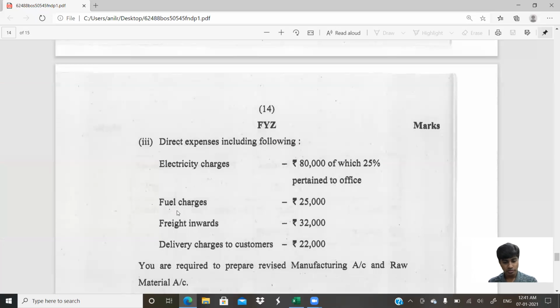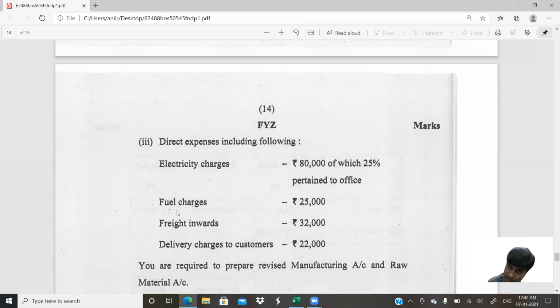Let us go to next one. Fuel charges 25,000. Fuel can be incurred at factory, can be incurred at warehouse, can be incurred at office. So they have not told anything. I'll assume this fuel to be incurred in the manufacturing process. Freight inwards is the expenditure incurred to bring the goods into the factory. Freight outwards is the expenditure incurred to take the goods out of the factory. Freight outwards is not manufacturing expense. Freight inwards is manufacturing expense. Freight inwards is like when you buy raw material, it's incurred to bring the raw material to the factory.